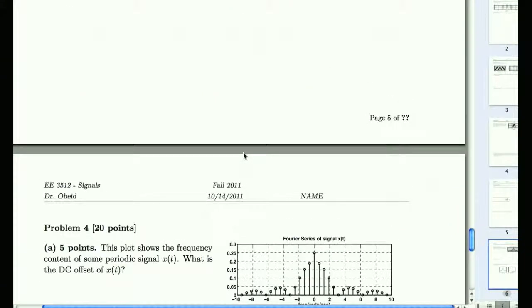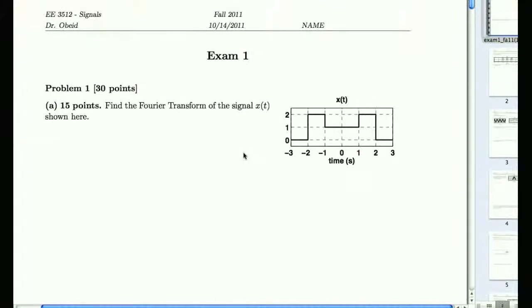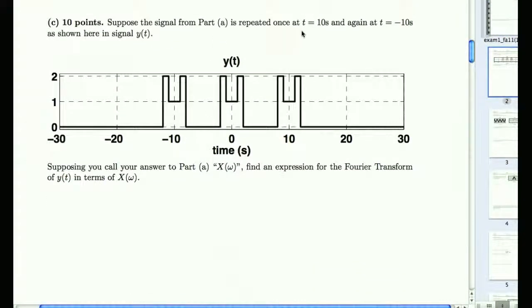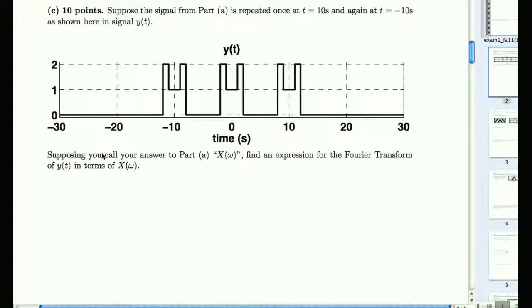Fall 2011, 1C. Suppose the signal from part A is repeated again at 10 seconds and negative 10 seconds. Suppose you call your answer to part A X of omega. Find an expression for the Fourier transform Y of t.